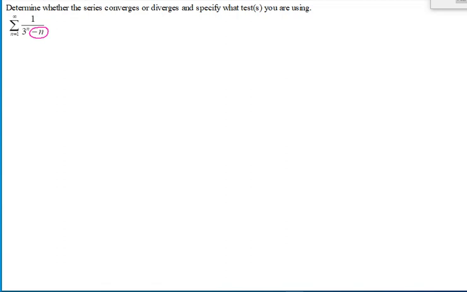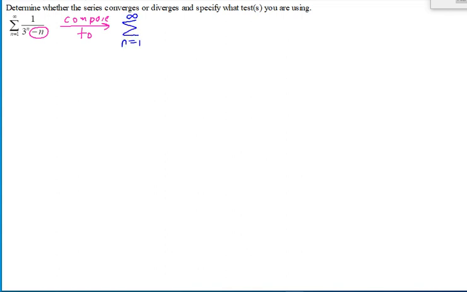So if you can't tell at all, rather than trying to figure out if it's smaller than or larger than, you can just decide you're just going to compare it to one. And then just go directly to the limit comparison test. So you don't have to start with a direct comparison test if you don't want to. It just sometimes is a little easier than the limit comparison test.